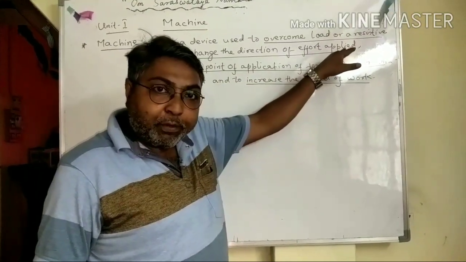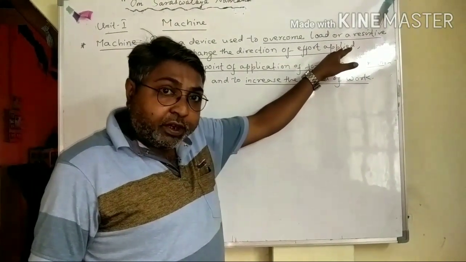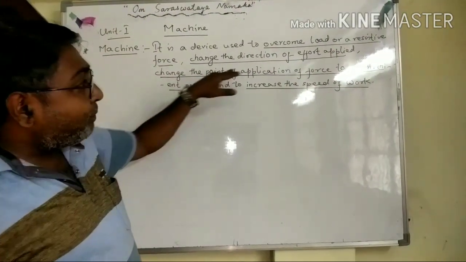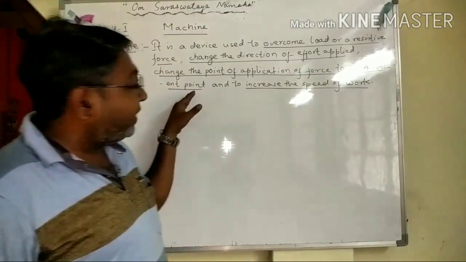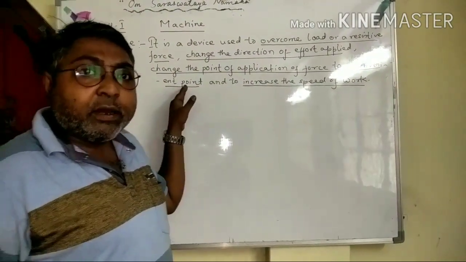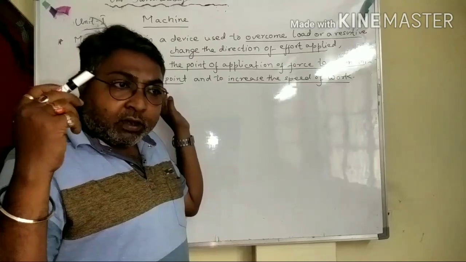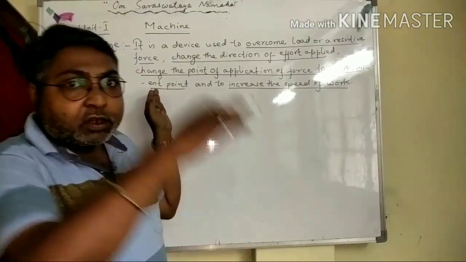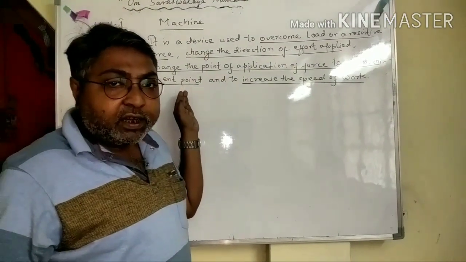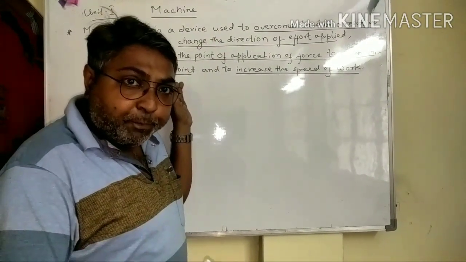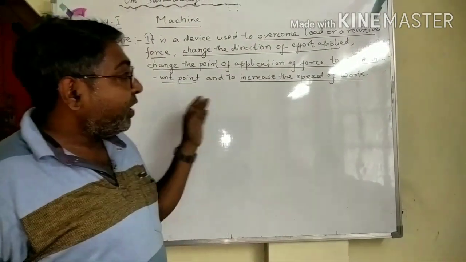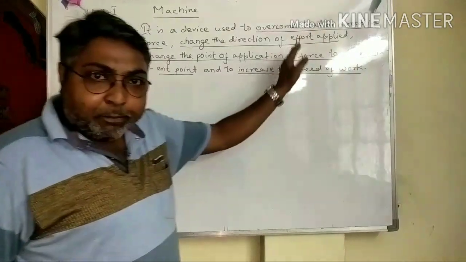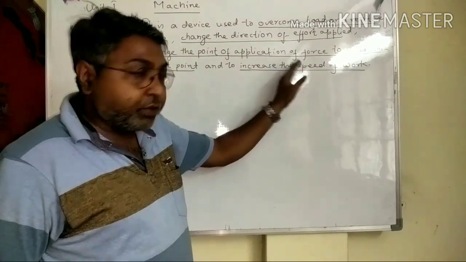I have given you an example, that is a single fixed pulley used to lift a bucket of water from the well. Change the point of application of force to a convenient point. This is used in a bicycle where the rider applies force on the pedal, but this force is transferred to a convenient direction, that is to the back wheel, with the help of a chain and a toothed or gear wheel. And the last one is increase the speed of work. Example, I told you, scissor for cutting clothes.